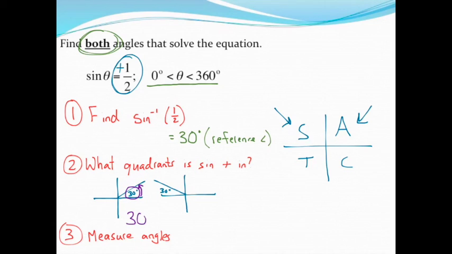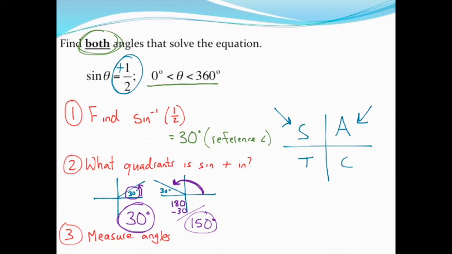So one of the answers is what I got on the calculator, 30 degrees. The second angle, though, I do not find in the calculator. That angle is over here. Measuring from the positive x-axis all the way around to here, I haven't quite gone 180 degrees. I've gone a little bit less than that. Doing some simple geometry and subtracting from 180, I find the second answer to be 150 degrees. Those are the two angles whose sine is positive 1/2.